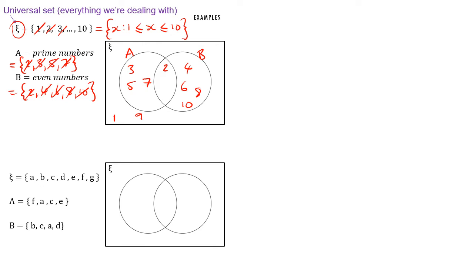In this example, we've got letters as our elements instead of numbers, but it works the same way. We just need to label which circle we're using for which set, and we've just got to be careful that we make sure we put them into the correct place. And again, just checking we've got the right number of elements in each of our sets.